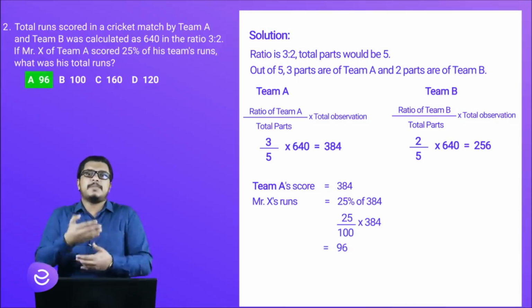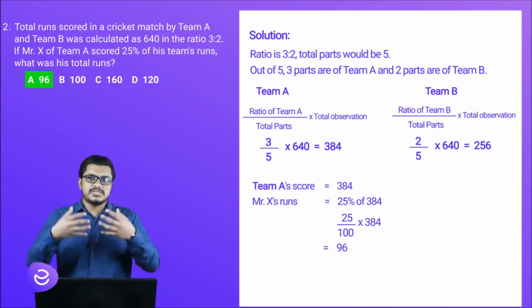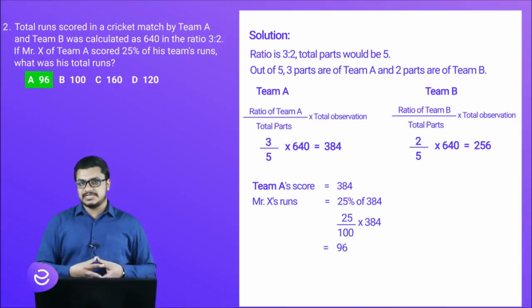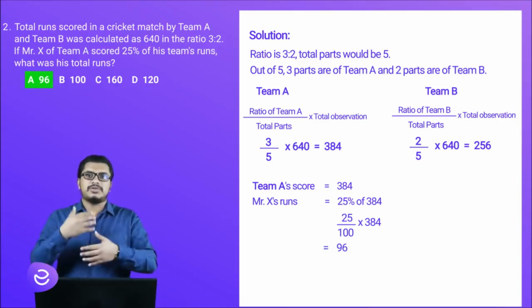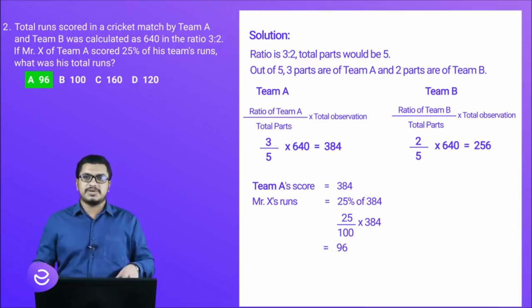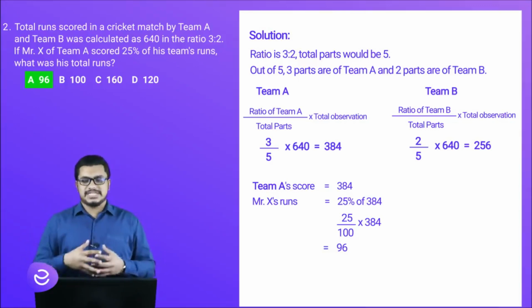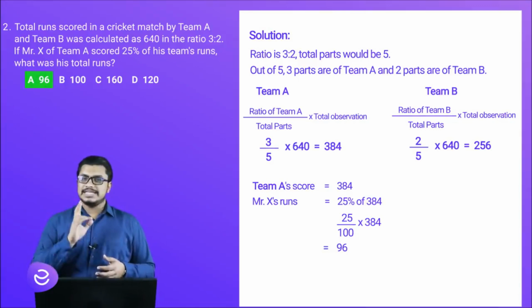So even if you get a combination question like this, we can actually solve it using the ratio method and the percentage method. Here we just found out the runs of the teams by the ratio method, and then we applied the percentage method and we got the answer as 96.